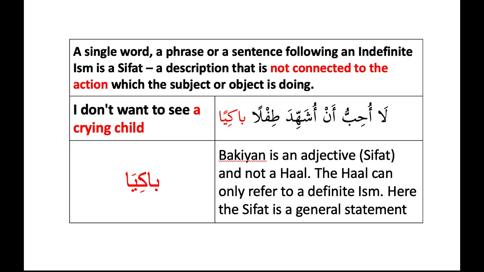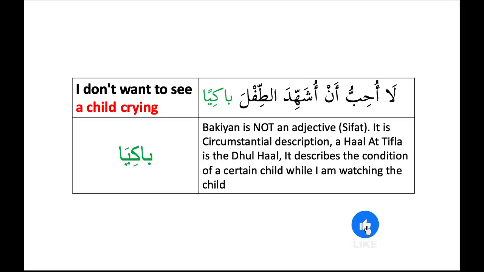And also look at the meaning. I don't want to see a crying child. Tiflan is Nakira ism, and the word bakiya coming after Tiflan is a description that is not connected to the action. The second rule is a single word, a phrase, or a sentence following a definite ism is a hal. It describes the subject or object while the action takes place. It is connected to the action.